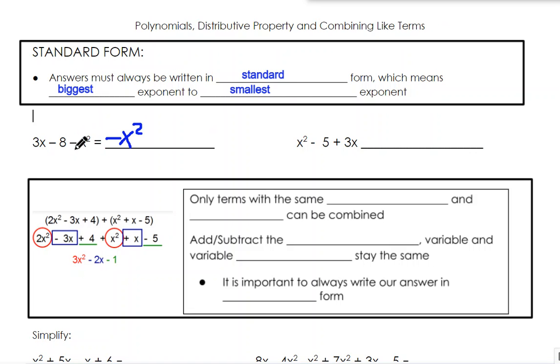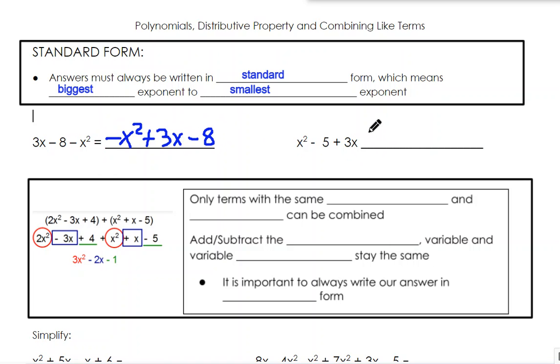What's my next biggest exponent? Well, I have 3x, which is really an exponent of 1, but we put all of our variables first and then our constants at the end. So that's a positive 3x, so I'm going to write a plus 3x. And then the constants, which are just numbers, we're going to put at the end. So this is a minus 8 or a negative 8, so then I would write minus 8. So this is in standard form.